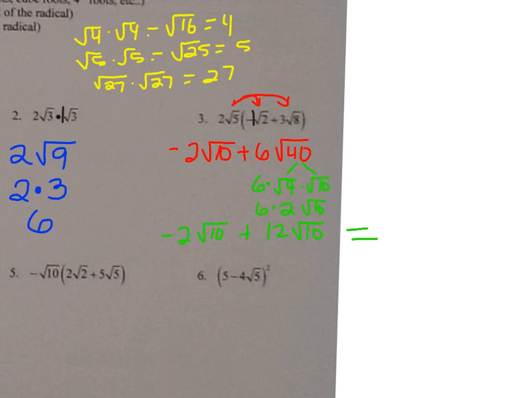Remember, we just did this the other day. When we add, you have to have the same radicands, and we do. So I know my answer is going to have a square root of 10. And then we take the coefficients here. So we have negative 2 plus 12 is positive 10. So my answer is 10, the square root of 10.